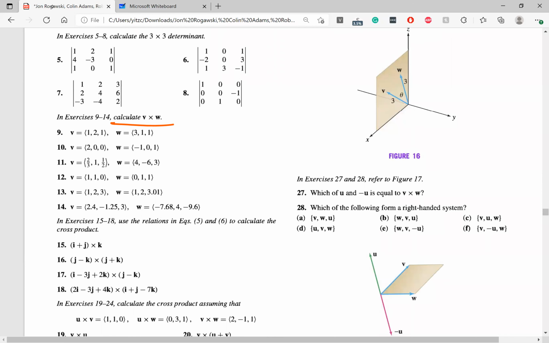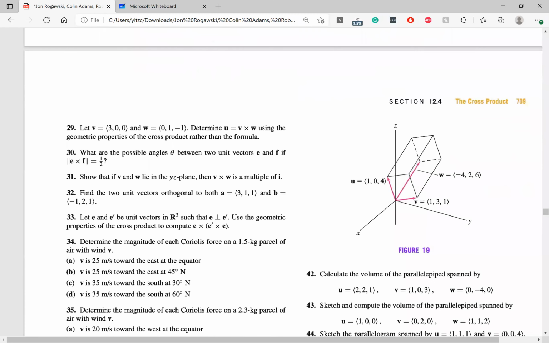So something like this, just calculate cross products or find areas.